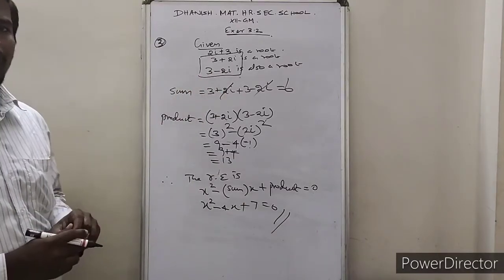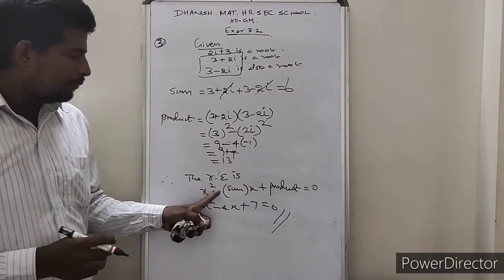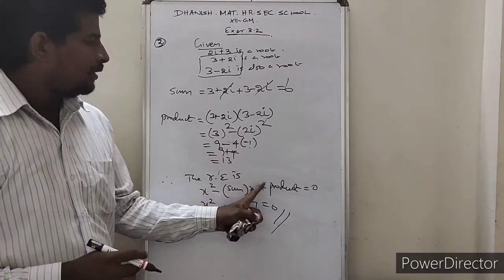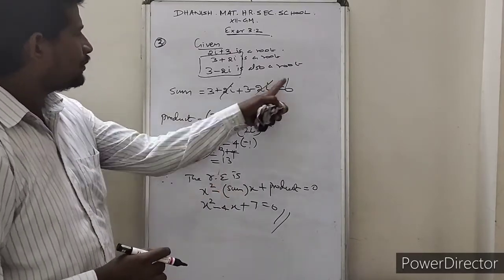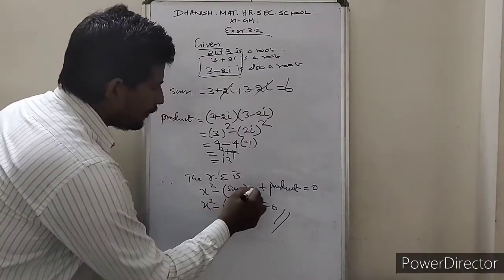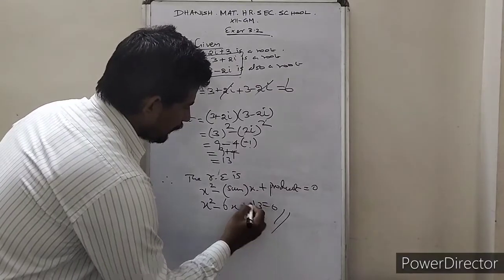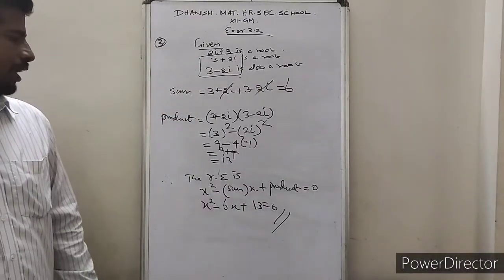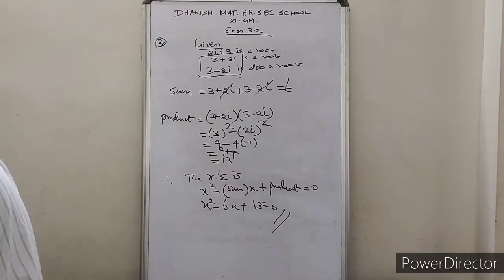Now I am going to write the quadratic equation. That is, our required equation is x square minus sum of roots into x plus product equal to 0. So x square minus sum. What's the sum? 6. Instead of sum, I am going to put 6 into x plus, instead of product, I am going to put 13. That's it. We got our required equation: x square minus 6x plus 13 equal to 0.